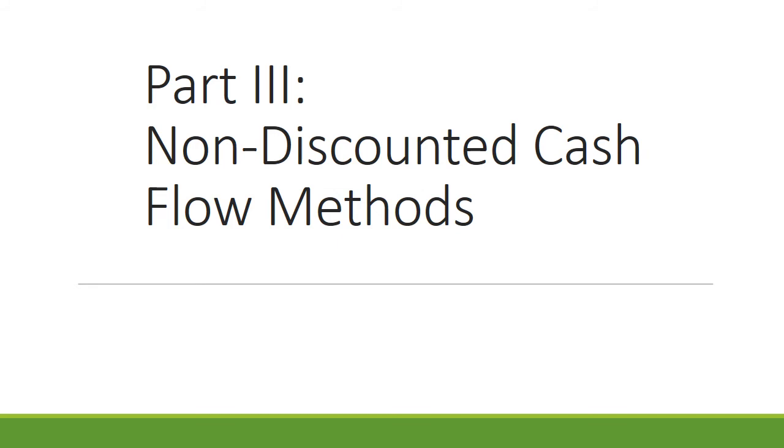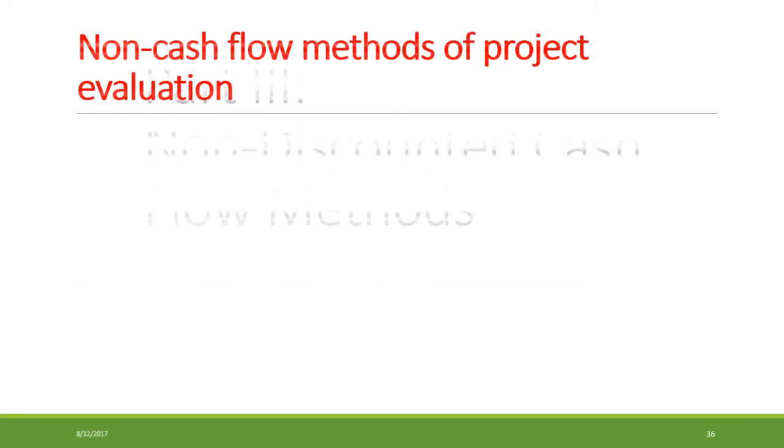Okay, so we went through the 3 most commonly used methods of project evaluation, being the NPV method, the IRR method, and the benefit cost ratio, right? In the last part of the lecture, we look at evaluation methods where we don't use the time value of money. So these methods have one thing in common: they don't use the time value of money, and they tend to be based on accounting figures.